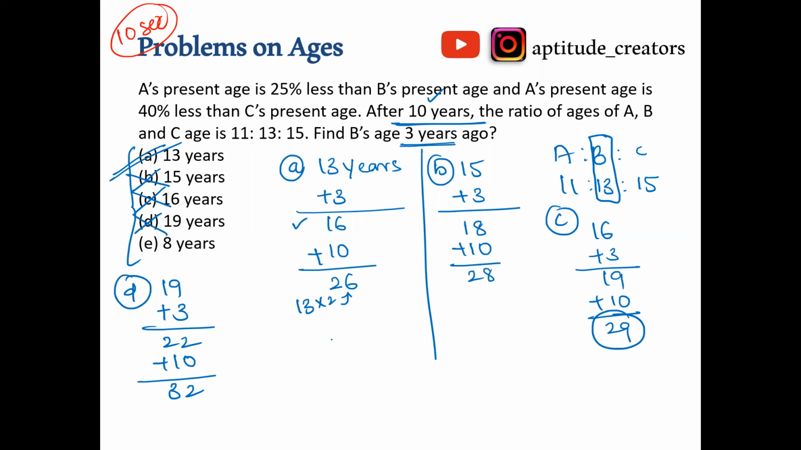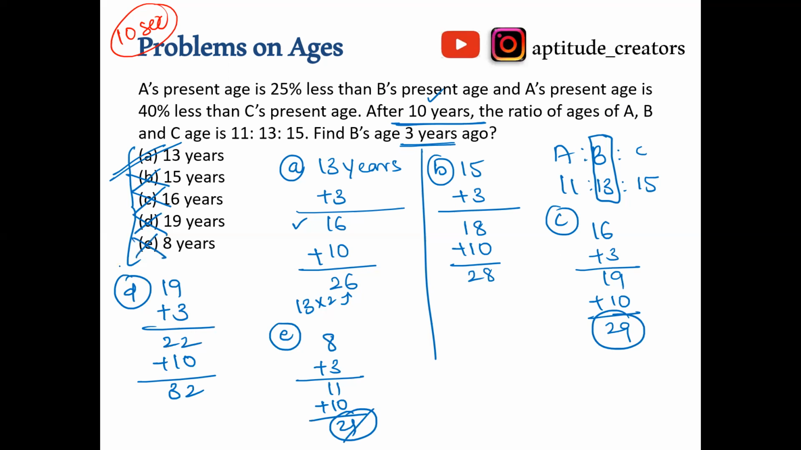Now similarly, option E, that is 8 years. B's age 3 years ago is 8. Now what about 3 years hence? 8 plus 3, 11. Now, what is the question he is asking, after 10 years? After 10 years, 21. Now the age of B must be a multiple of 13. This is not a multiple of 13. I can eliminate option E.